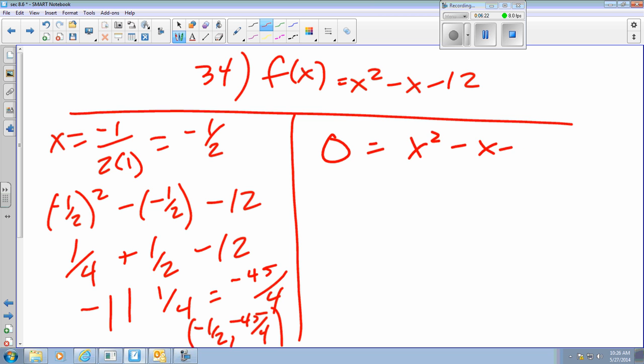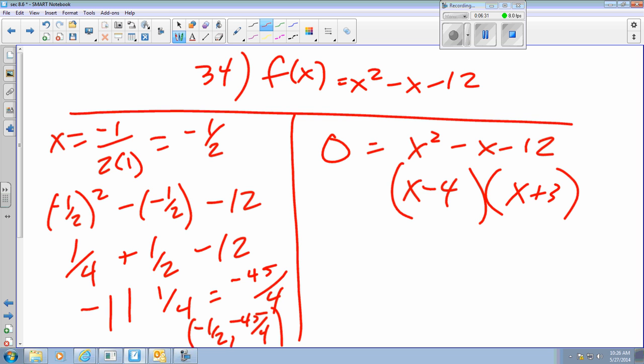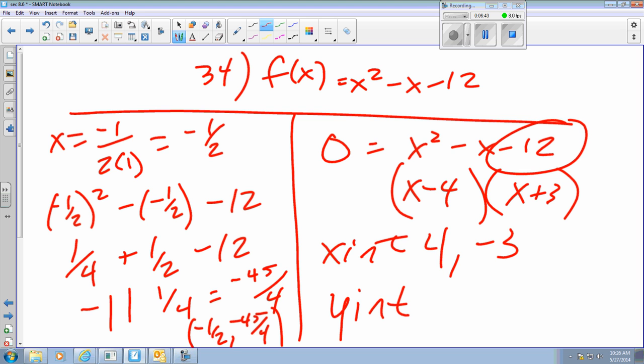This one looks easy enough to factor. Factors of negative 12 that add up to negative 1: I know that negative 4 times positive 3 multiply to give me negative 12, add to give me negative 1. So my zeros, my x-intercepts, are at 4 and negative 3. I know my y-intercept is going to be at whatever that number is, negative 12.